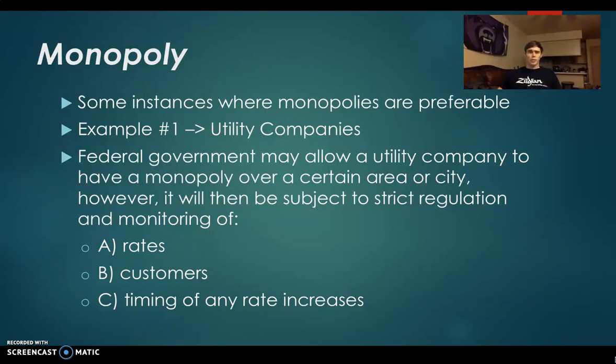And so, if the government gives a utility company permission to operate as a monopoly in a certain area, that company will be subject to strict regulation and monitoring of the rates they charge, their customers, and the timing of any rate increases.